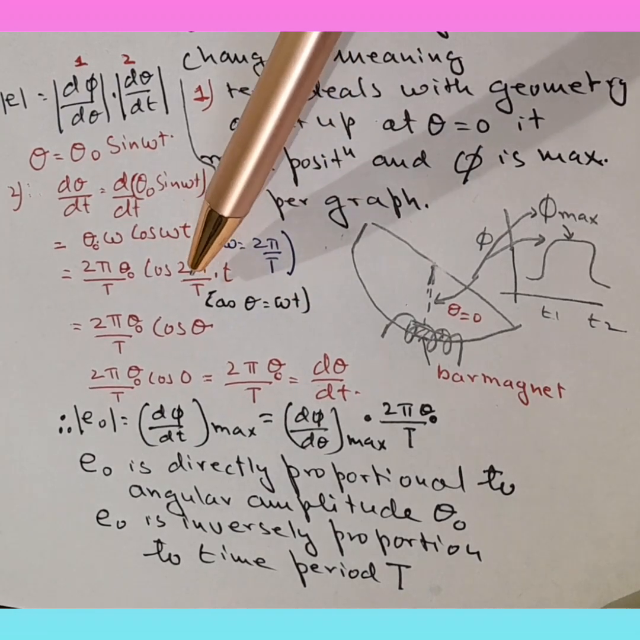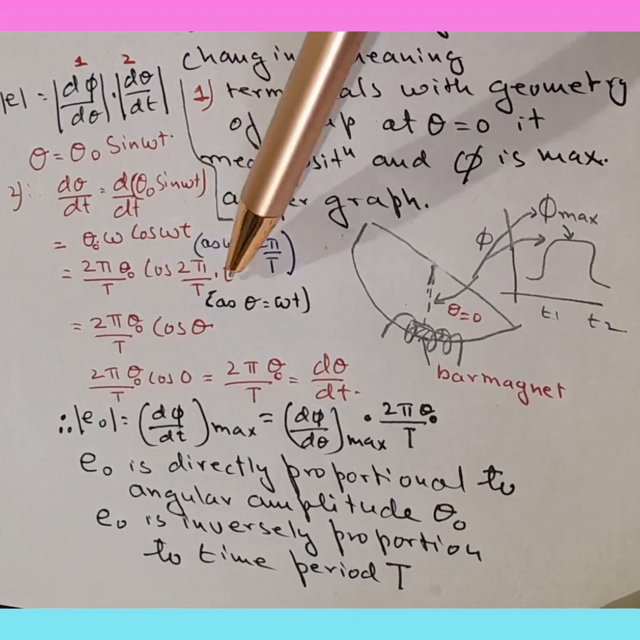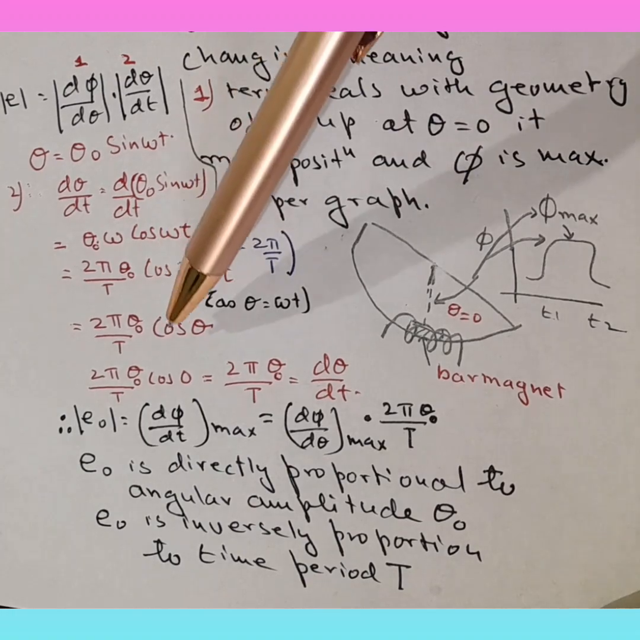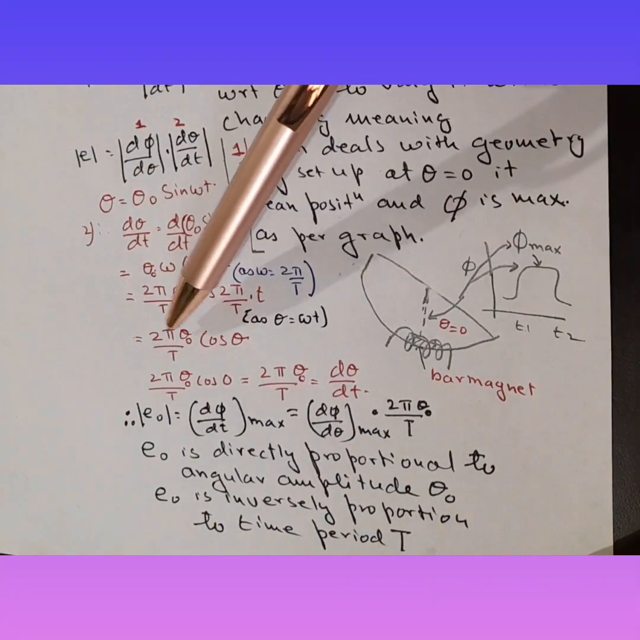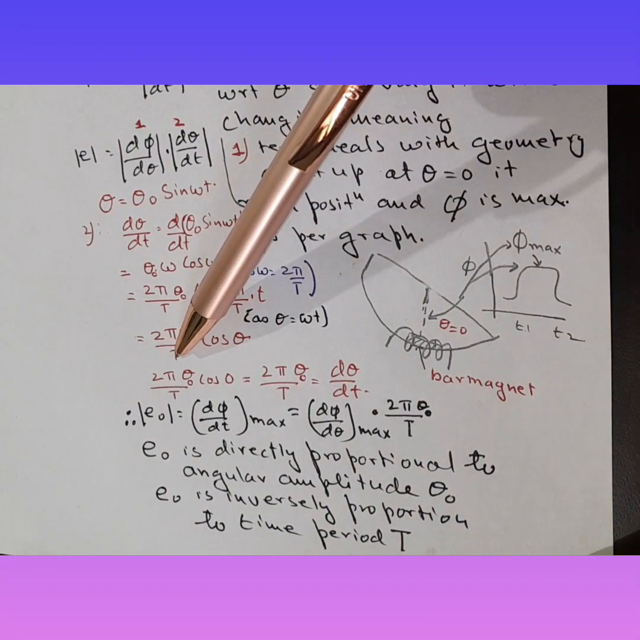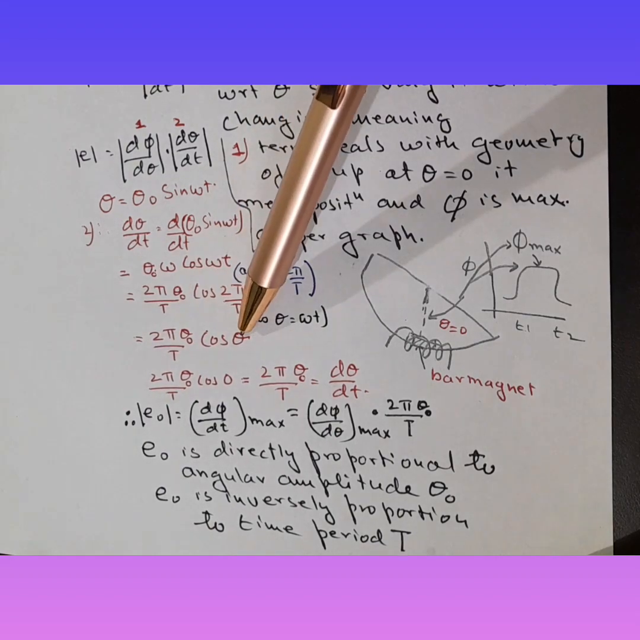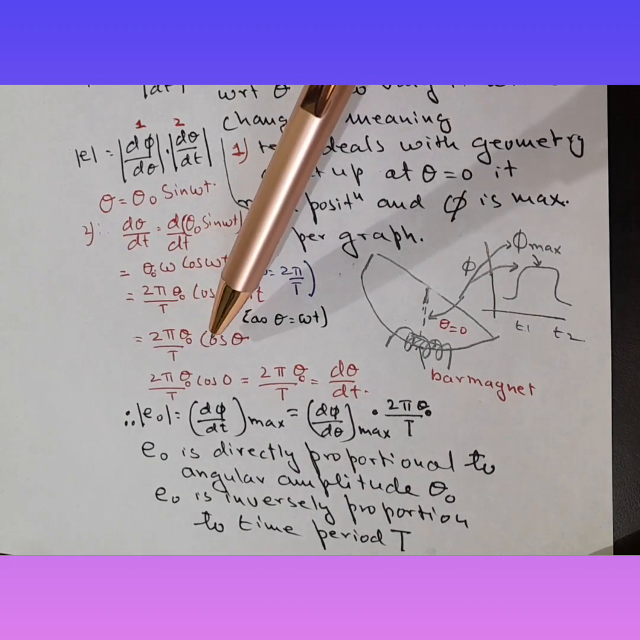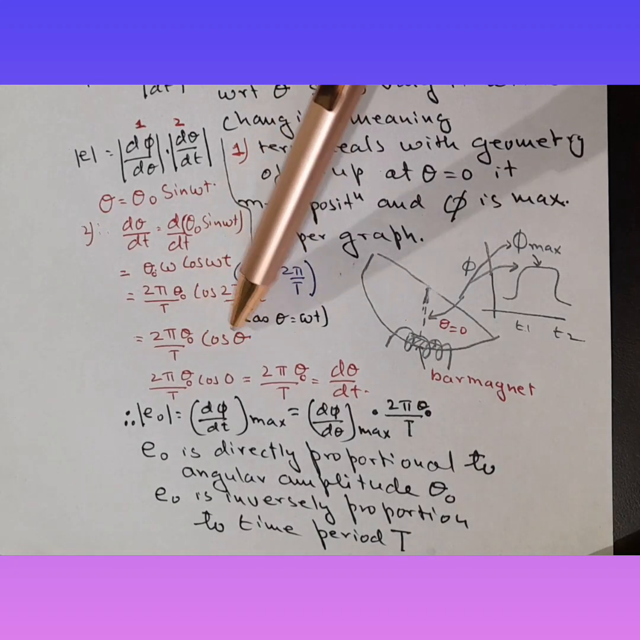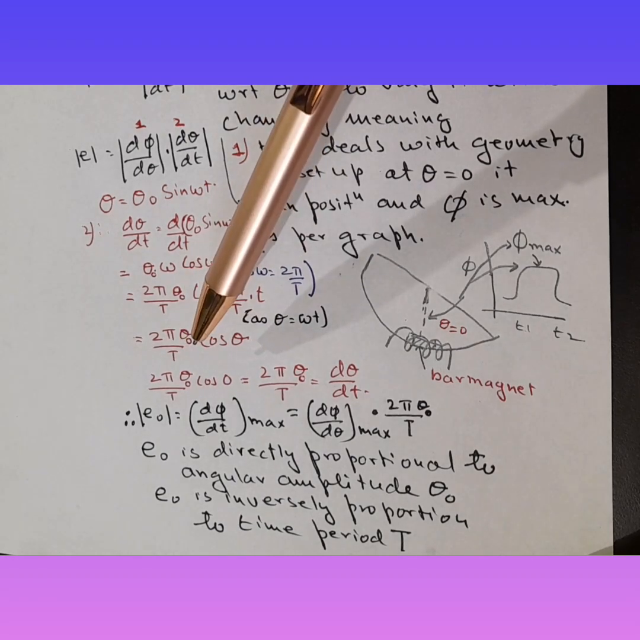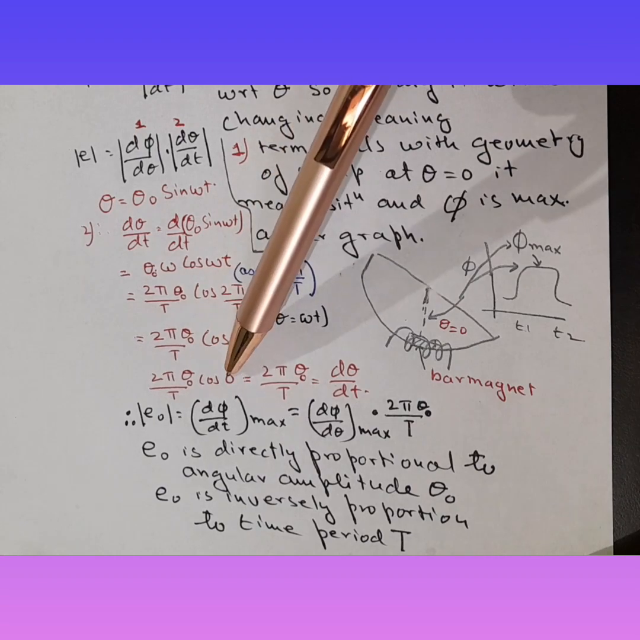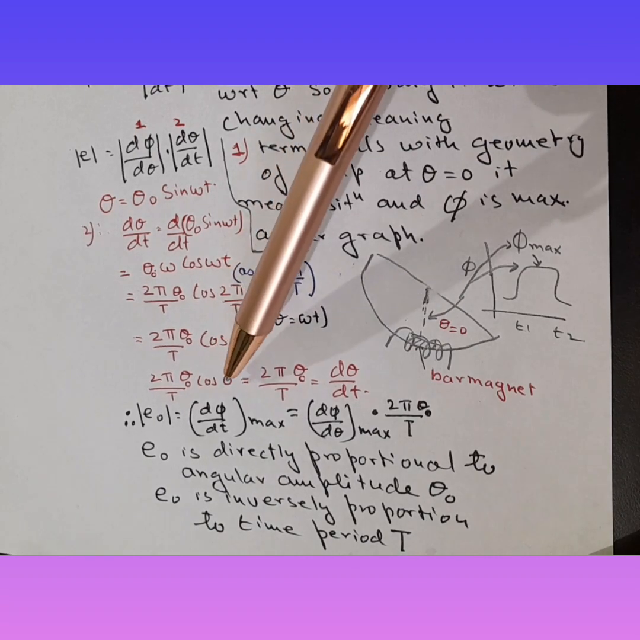So this is omega and this is t, and that is theta. So we again convert this into theta. And then we come to 2 pi theta 0 upon time period t, cos theta. Now when would this value be maximum? This value would be maximum when the value of this gets 1. Alright, and when does it get 1? Cos 0 is 1. So when theta is equal to 0.